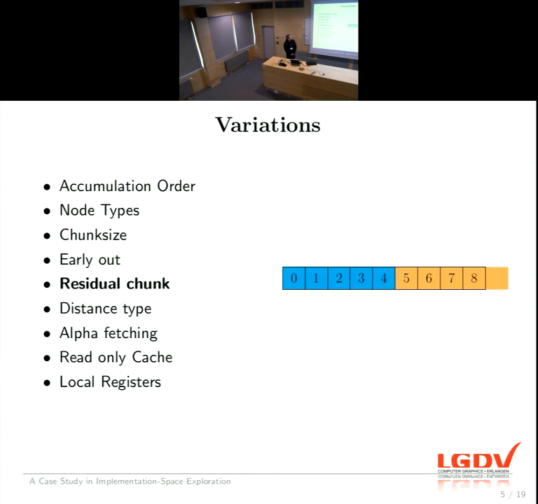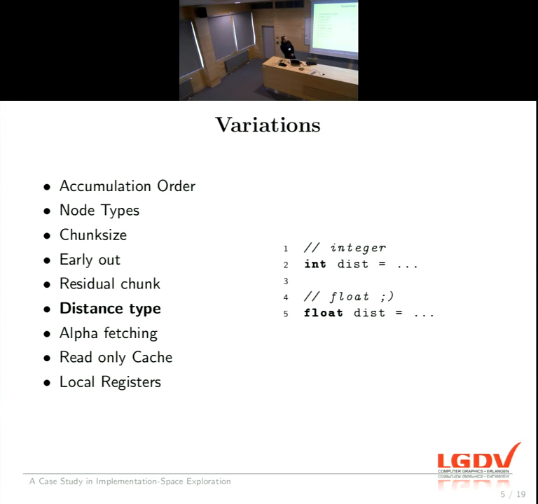The next and my favorite part was how do we handle the residual chunk? That means that the last element in our list might not be filled completely. But you will see later, I will show more details on this part. Additionally, we tested different distance types. It might look silly because we simply tested different types, for example, an integer type and a float type for the computation. But because we use graphics cards, they are optimized for float types. It has a rather big impact on our performance.